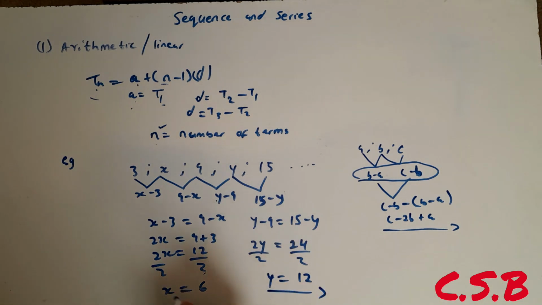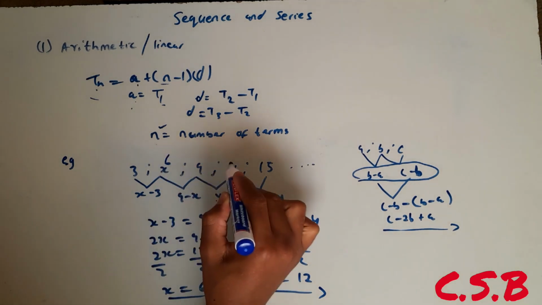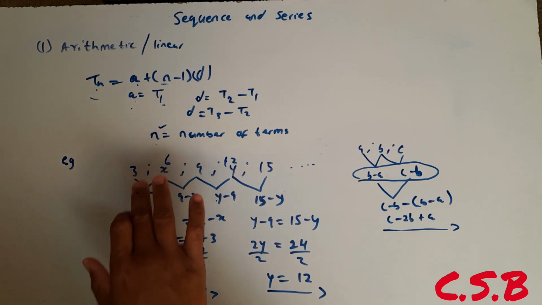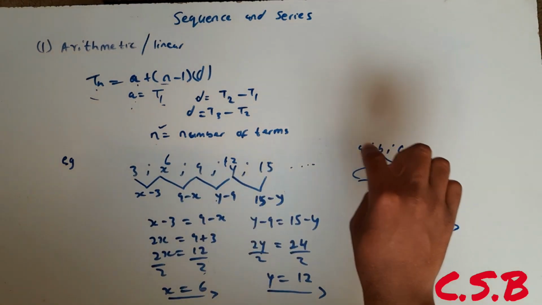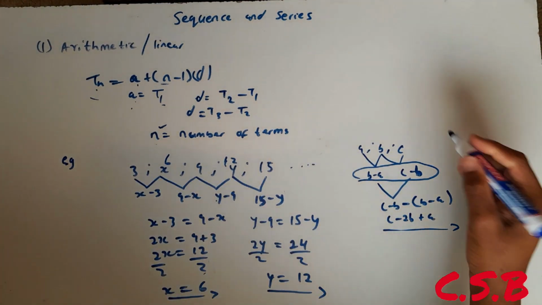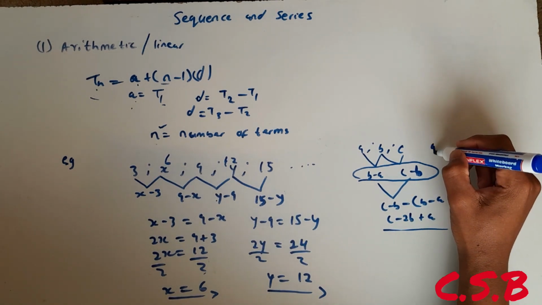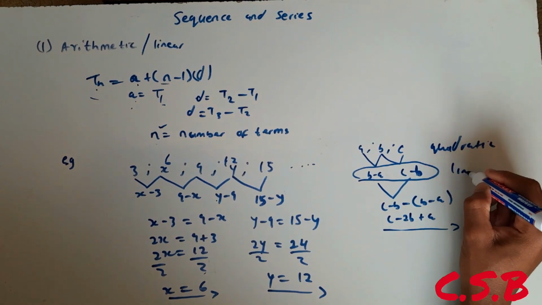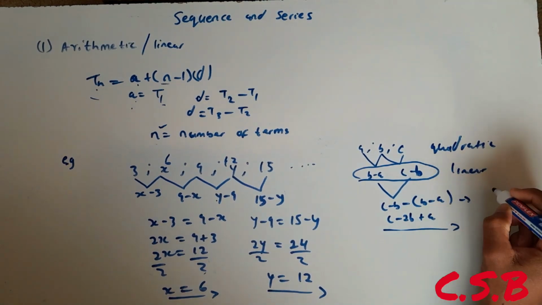So let's check if our answers are right. We say 6, we say 12. The reason why I was saying we are moving from a quadratic to a linear to a constant: take a look at this. This is a quadratic. This is a linear. Then this is a constant.